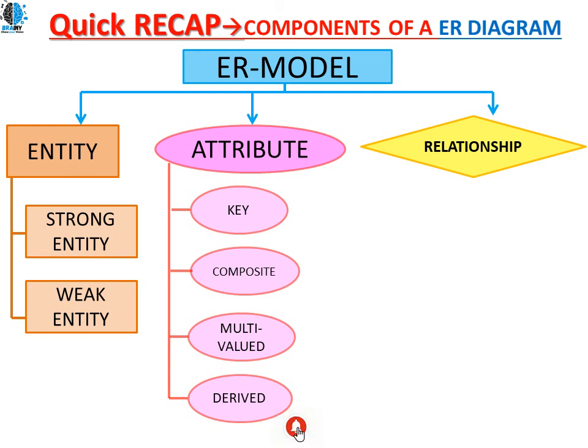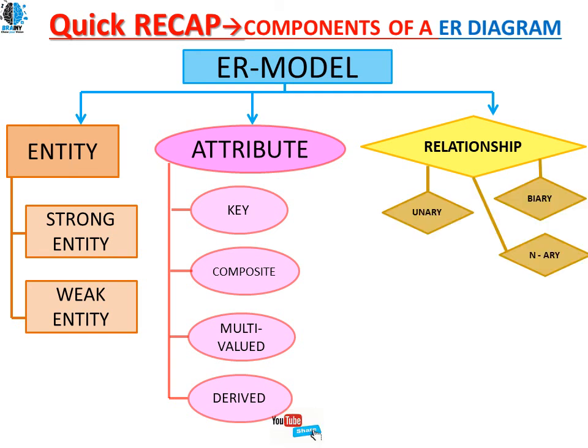Next, we have the relationship. In relationship, we have three types: unary, binary, and n-ary. Unary means only one entity set will be in the relationship. Binary means two entity sets will be there in the relationship. And n-ary means more than two. So these are nothing but the degree of relationship as well.